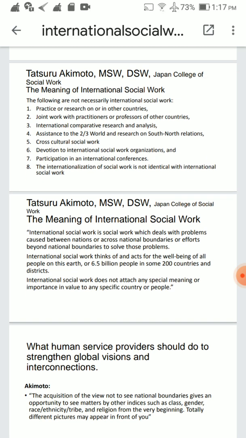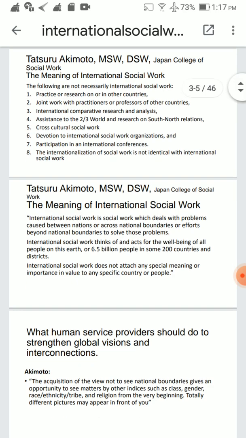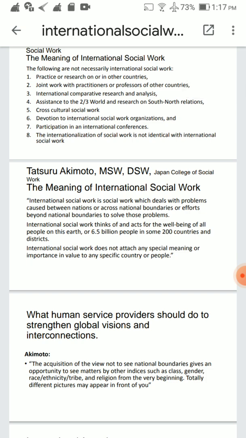International social work is social work which deals with problems caused between nations or across national boundaries, or efforts beyond national boundaries to solve those problems. So the meaning of international social work is to deal with the problems caused by the different boundaries or limitations of different countries. International social work thinks of acts for the well-being of all people on this earth, or 6.5 billion people in some 200 countries and districts.